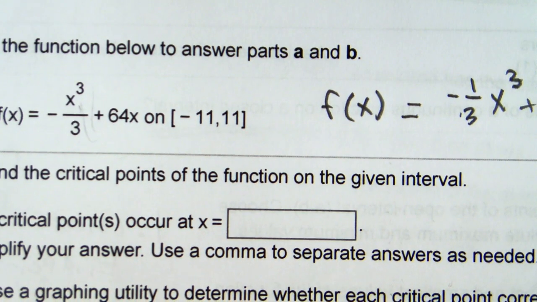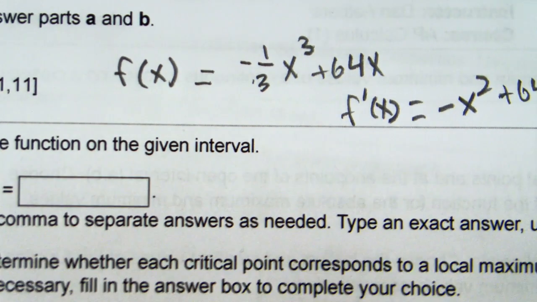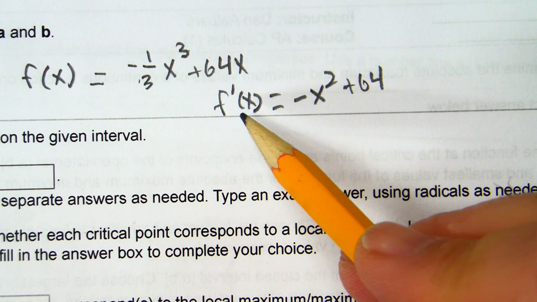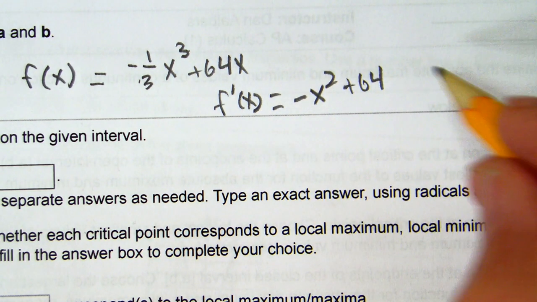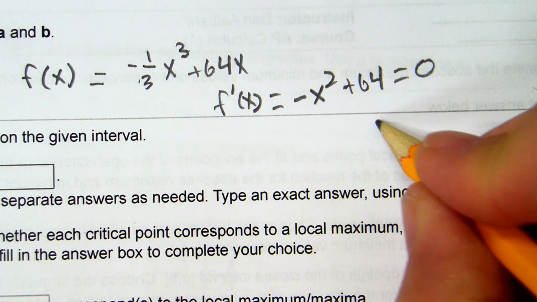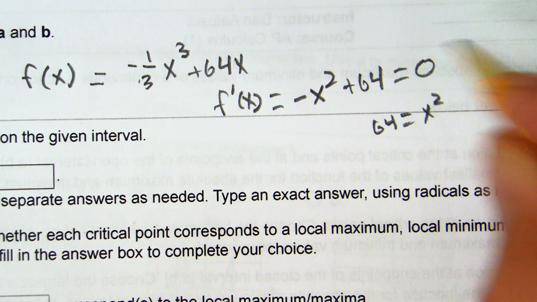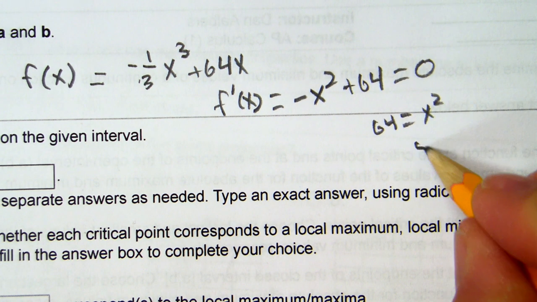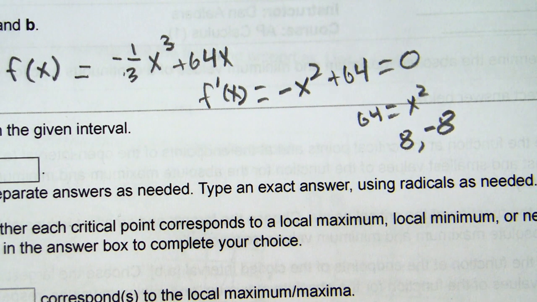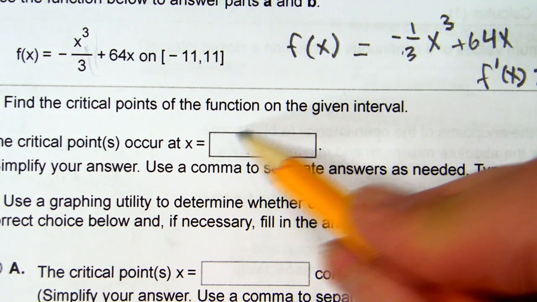And if I want to know where the first derivative equals 0, I'll set that equal to 0. I'll add the x squared over, and so I get 64 equals x squared, and I square root it, and so I find out that 8 and -8 are critical points. 8 and -8 are critical points. So if you're filling in the boxes, that's 8 and -8.